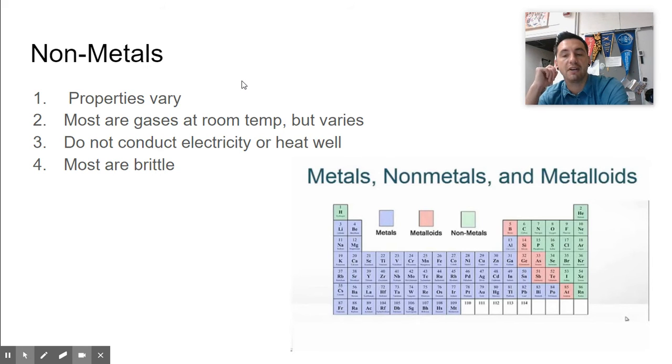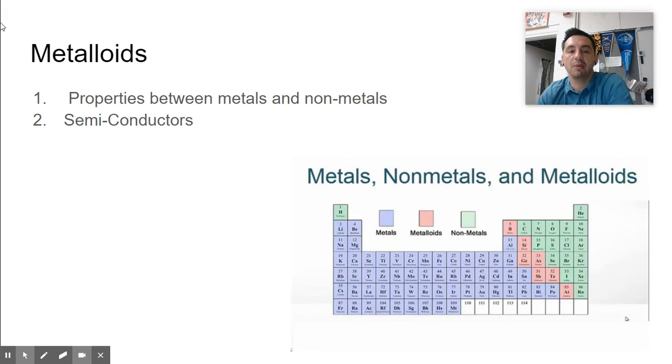And then phosphorus, sulfur, and selenium are also solids as well. They don't conduct electricity that well at all because they hold onto their electrons firmly. They don't like to give them away. And if they are solid, they're going to be brittle. They're not going to be malleable. So phosphorus, sulfur, selenium, they're not malleable.